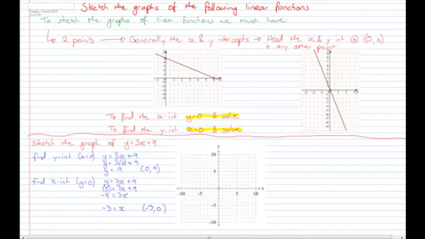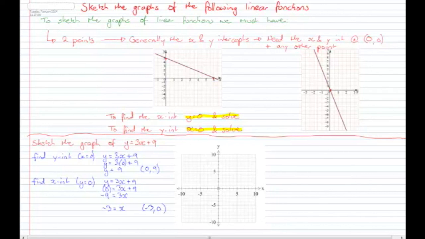Alright, so first of all, I found the y-intercept by making x equal to 0. Remember to write out the equation of the line first. Substitute x equals 0 in because we're finding the y-intercept. 3 times 0 of course is 0, plus 9 is 9, so y is equal to 9. Giving us the x coordinate of 0 and the y coordinate of 9, hence the point 0, 9.